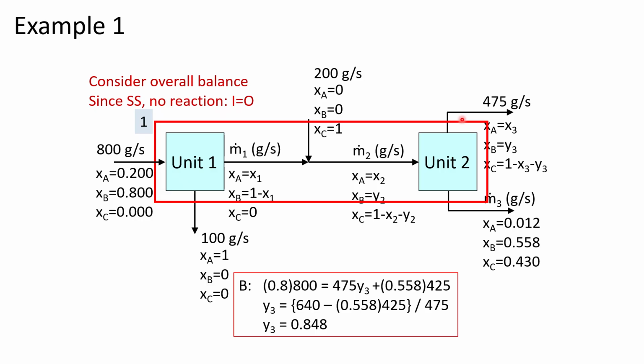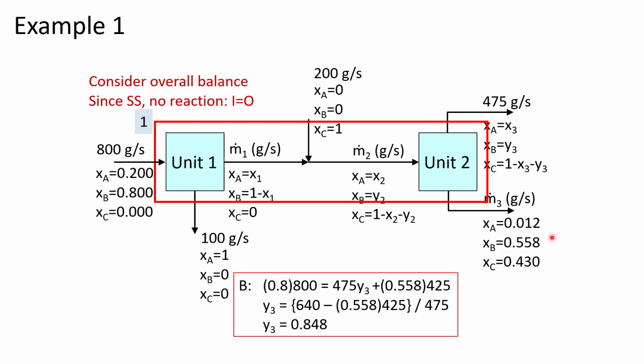Let's keep on going around. So this stream right here, to determine the mass flow rate of B in this stream, we take the mass fraction of B, y sub 3, and multiply it by the total flow rate, which is 475. So we have 475 times y sub 3. That's the flow rate coming out in this stream of component B. We keep on coming around.